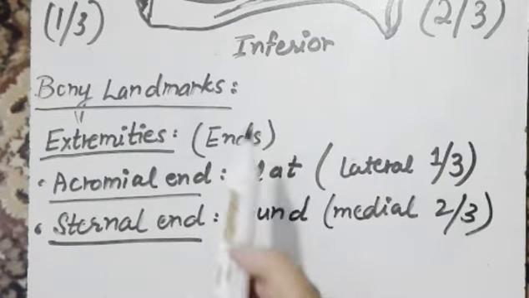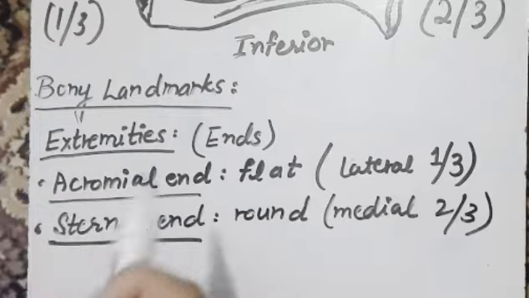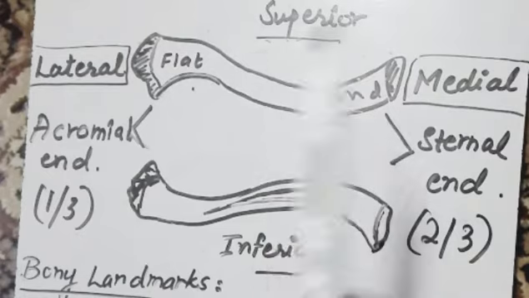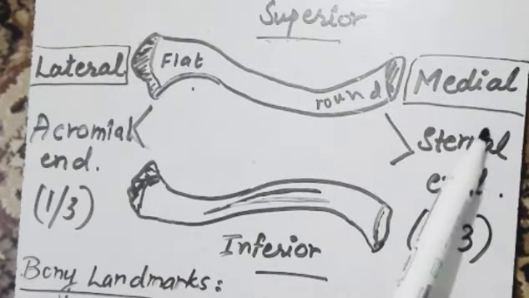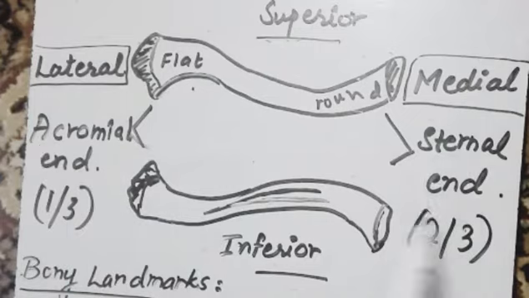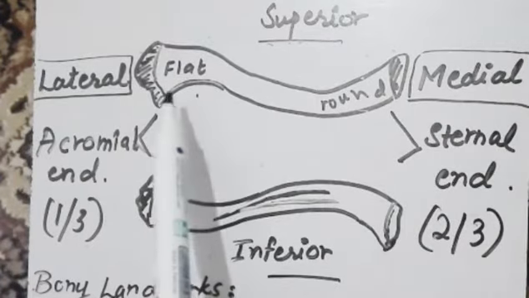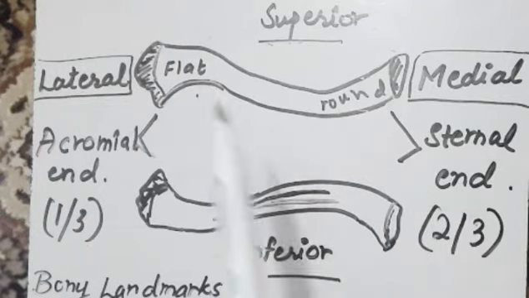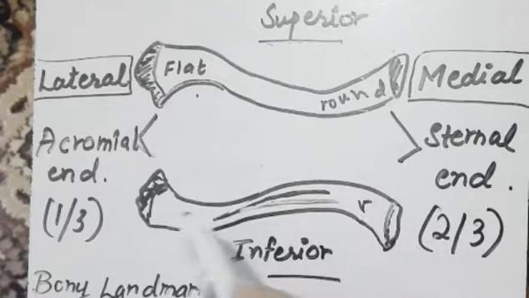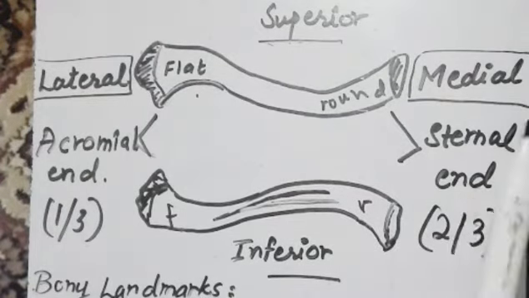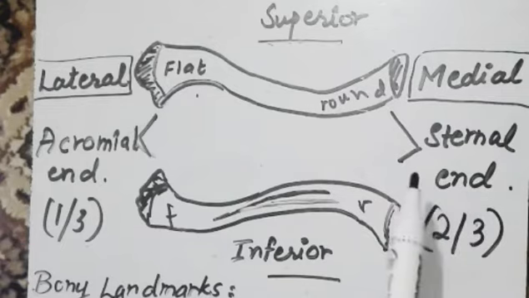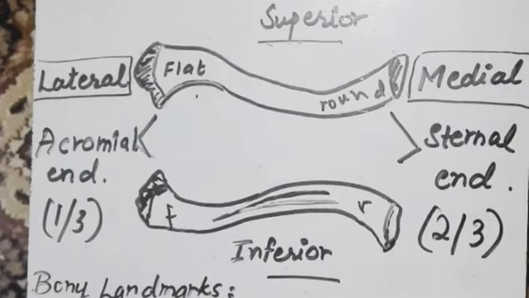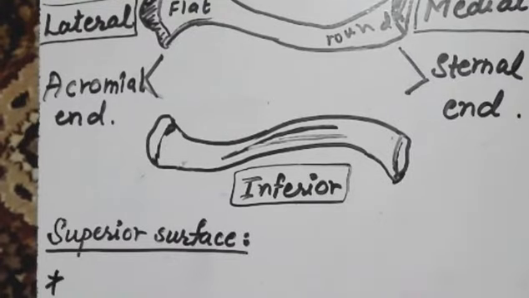Each bone has a unique bony landmark, each end, depending on whether the superior or inferior surface of the bone is viewed. So if it's medial or lateral, superior or inferior, these points are considered for a bone to be distinguished. Since this is medial and this is lateral, medial is round and lateral is flat. You need to remember these points. Sternal end is 2/3 and acromial end is 1/3 of the clavicle. These are just the points to remember to distinguish the clavicle from other bones.